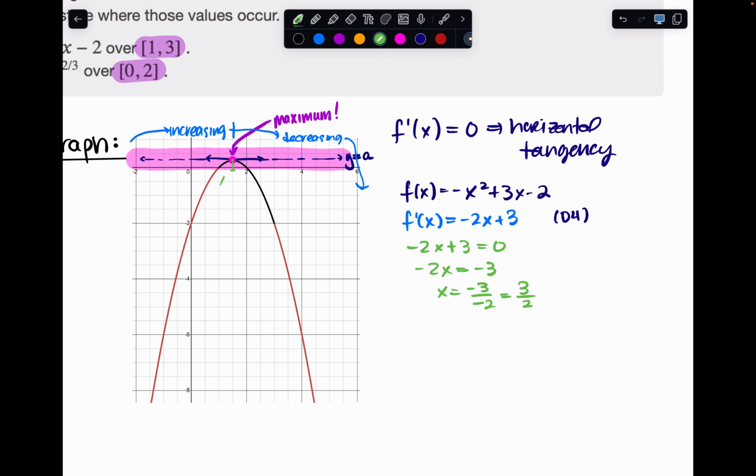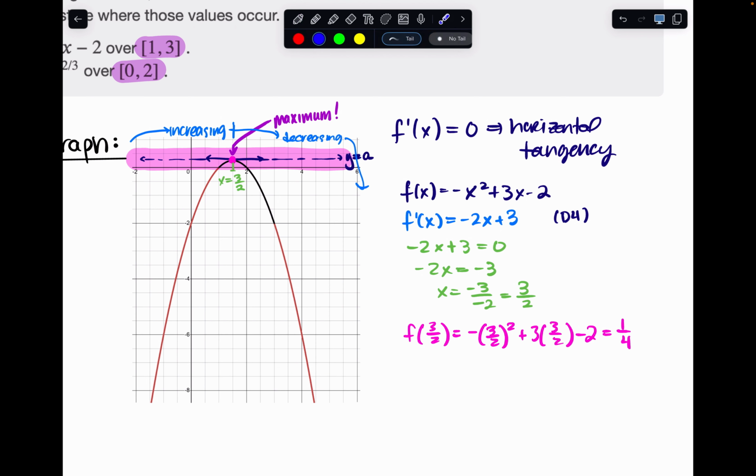What we're finding is the x value of where that maximum point exists. So if I want to find the full-on coordinate of that maximum, I need to evaluate f at 3 halves, not f prime, but f. f prime at 3 halves equals 0. f at 3 halves is negative 3 halves squared plus 3 times 3 halves minus 2. And this comes out to be 1/4.